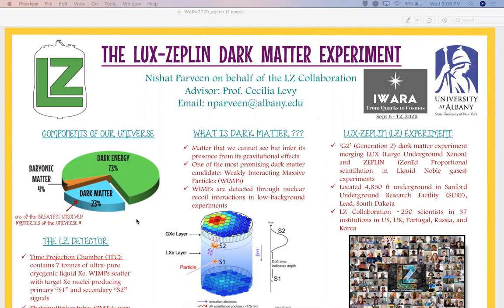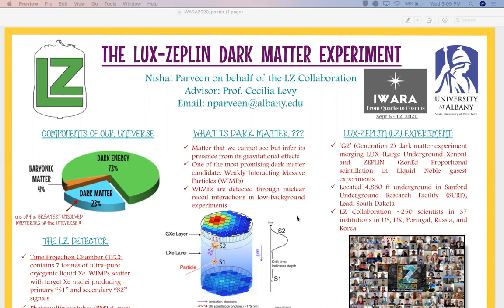So everything that we see around us, the stars, the moon, trees, you and me, accounts for only 4% of the universe. And the rest 96%, we still do not have a clear understanding of it. In this video, I will talk about dark matter, which constitutes 23% of the universe.